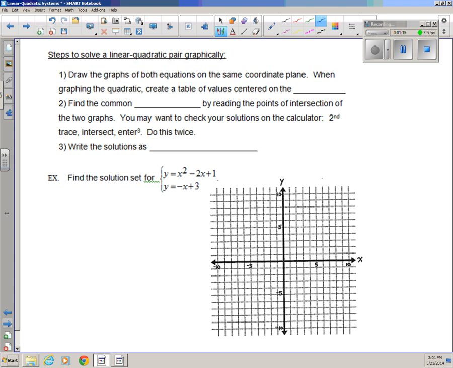When you solve the linear and quadratic pair graphically, you're going to draw the graphs of both equations on the same coordinate plane. When graphing the quadratic, you're going to show your table of values. You can do it all on the calculator, and you're going to make sure that you center that around your vertex. You're going to find the common solutions. You're going to find the points of intersection by reading those points of intersection of the two graphs.